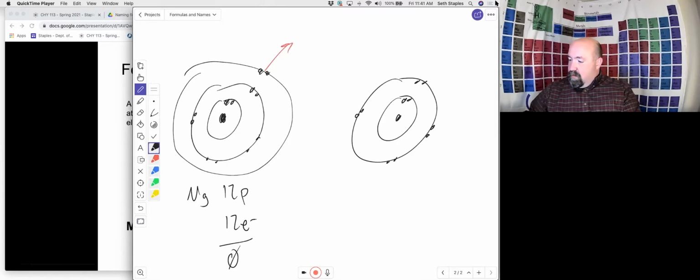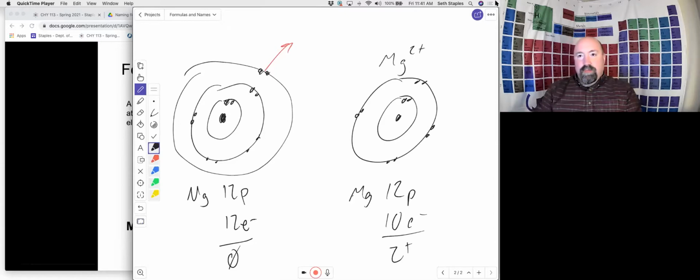And so now magnesium still has its 12 protons. We have not affected our number of positive charges. But now we only have 10 electrons, leaving us with 2 additional positive charges compared to the negative charges. So we have a magnesium 2+ ion.